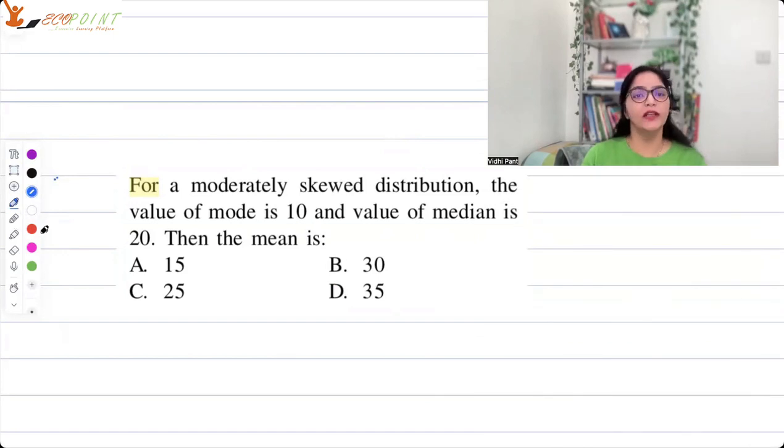Next quick question. For a moderately skewed distribution, the value of mode is 10, the value of median is 20, then the mean is. Clearly, you should be reminded of the properties relating these. And one of the major properties is mean minus mode is equal to 3 times mean minus median.